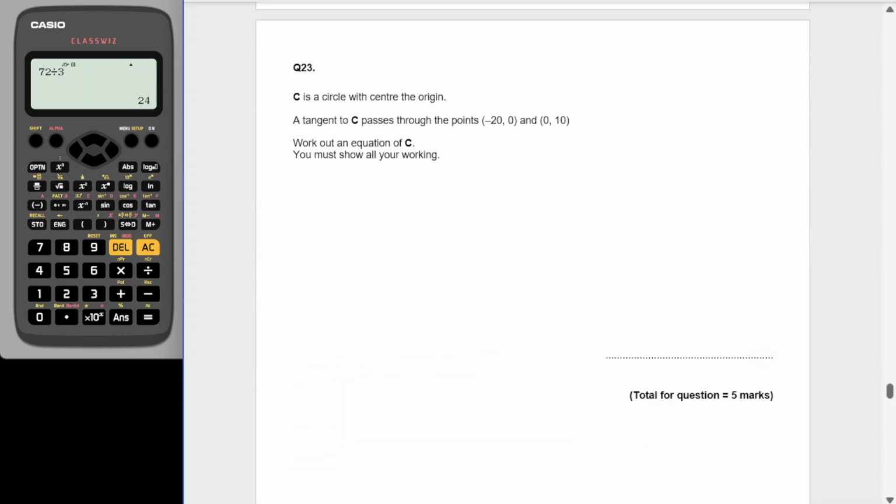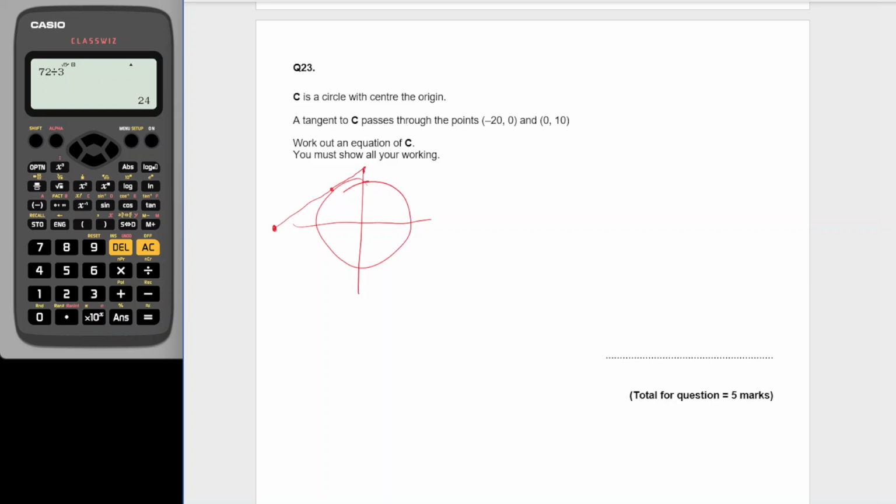Okay, question 23. C is a circle with the centre at the origin. The tangent to C passes through the points minus 20, 0 and 0, 10. Work out an equation of C. Okay, so I'll draw a little sketch just to help me explain it. So minus 20, 0 and 0, 10. So in effect, this is kind of what we got.